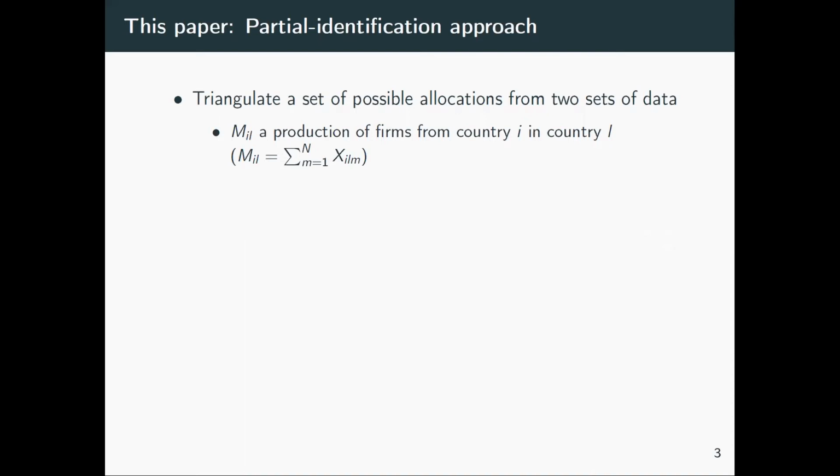Then I use data on trade. The data on trade, I call TLM, are the movement of goods from one country to another. For example, when L is China and M is the US, I record the trade flow from China to the US. This variable is a summation of allocation over the origin of the firm. We don't know what X is, but we know how X should sum up over the origin. Using these accounting identities, we still don't know what exactly the allocation X should be, but we can construct a set of allocations that satisfies the identities, hence consistent with the data.